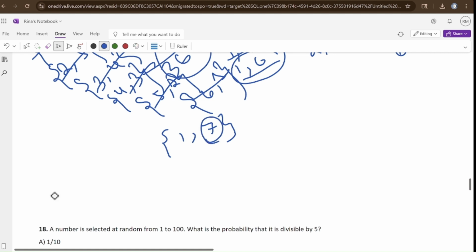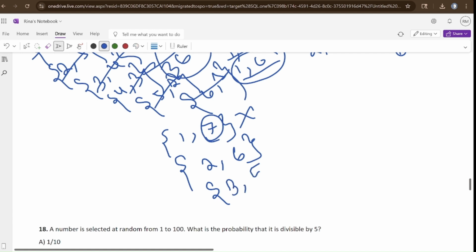But that is not possible. 7 is not available. So this can be a solution. If the first one is 2, then the second one has to be 6. That is possible. If the first one is 3, then the second one has to be 5. That is also possible. If the first one is 4, then the second one also has to be 4.